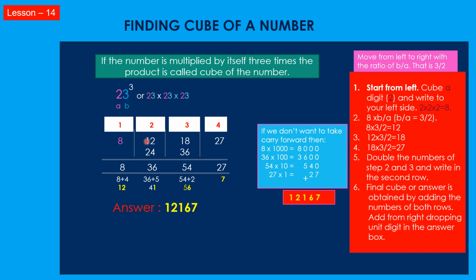Next, second step, what you do? You do 8 times B by A. So B here is 3, A is 2. So 8 times 3 by 2 is 12. Write 12 at the second step.